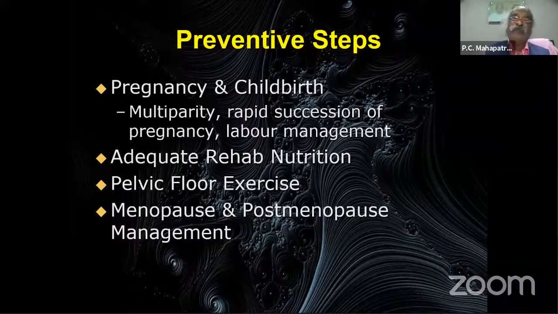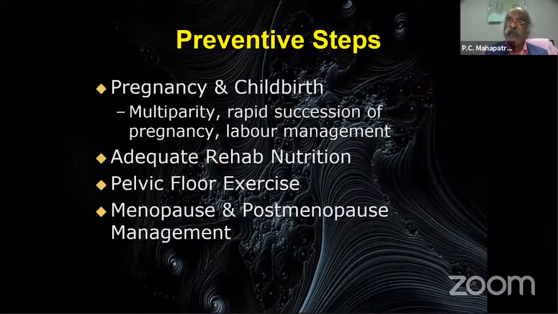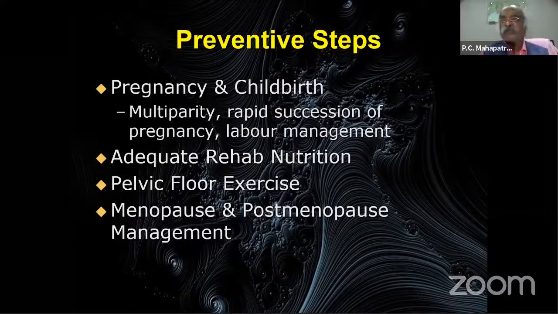Now, the next part is the preventive steps. Can we prevent prolapse? Pregnancy and childbirth, I think, is a very important part. Studies have shown that when we do a cesarean section, it is going to remarkably reduce the incidence of prolapse, if not to zero. Many cases post-cesarean do have a prolapse also, but at least it can be reduced to a considerable extent. But to reduce prolapse, you don't go for elective cesarean in all cases. That's a bias only.